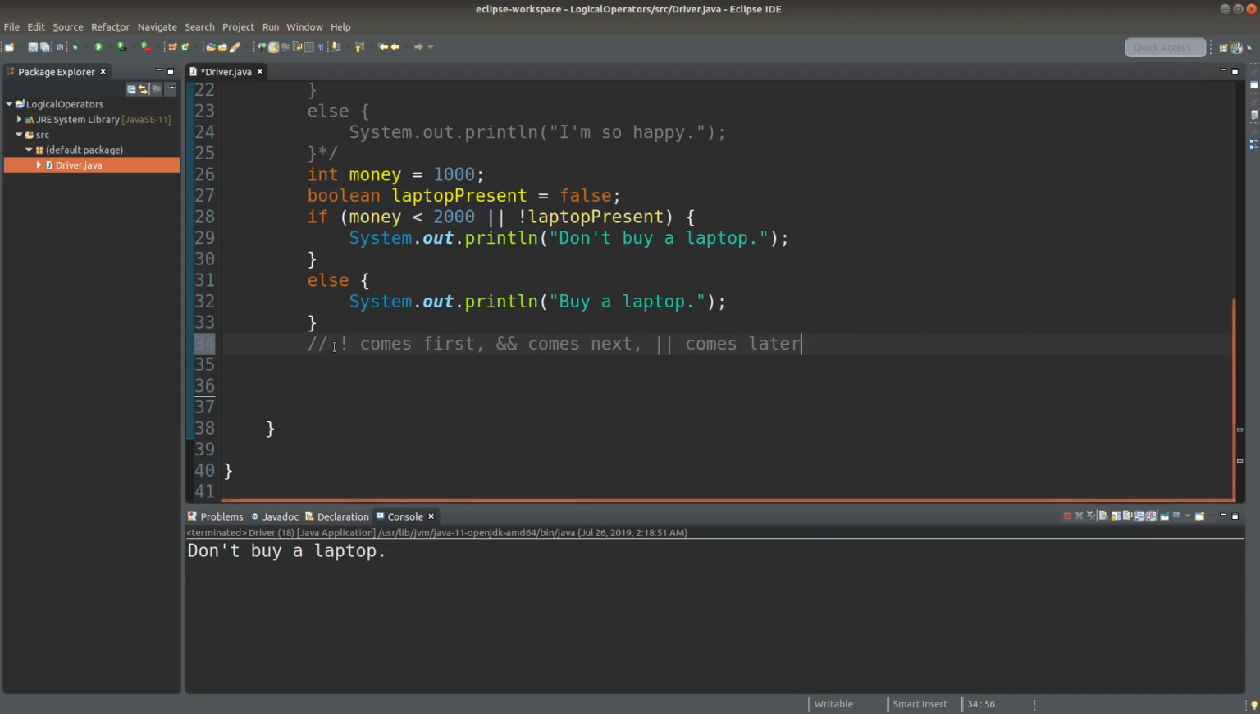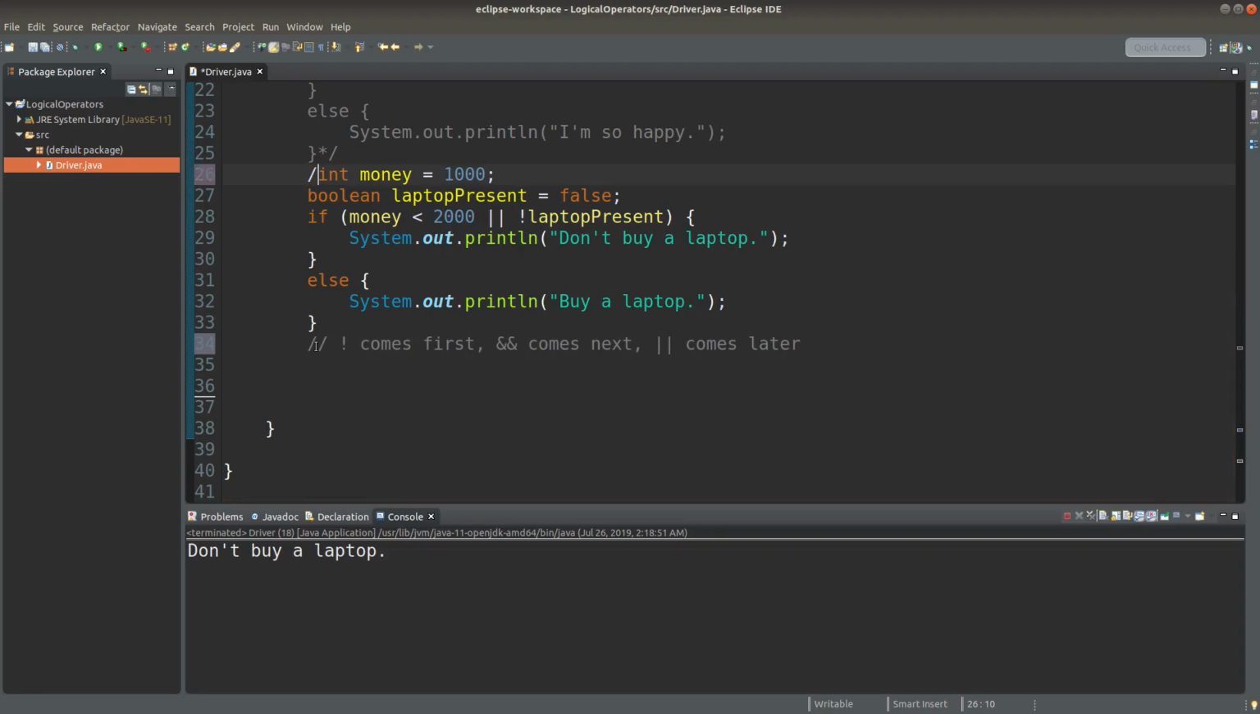Okay, the logic is like this. The NOT operator comes first, the AND operator comes next, and the OR operator comes later. Let us see an example that illustrates this operator precedence.